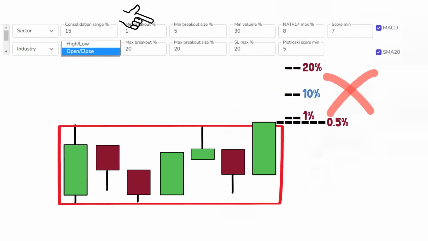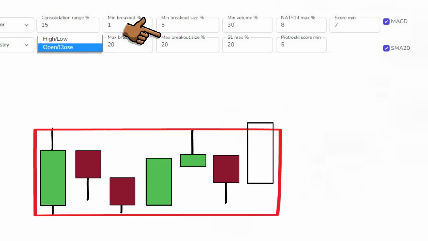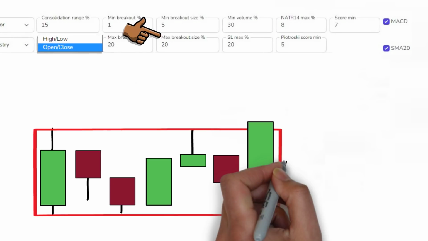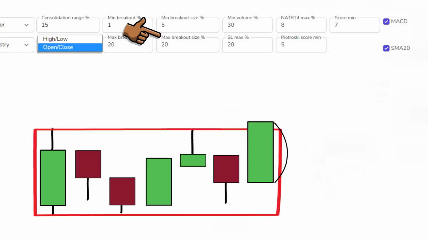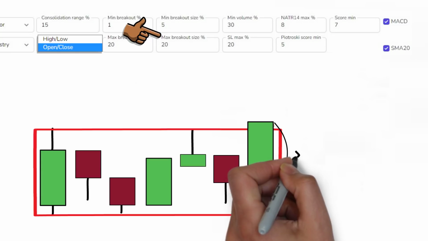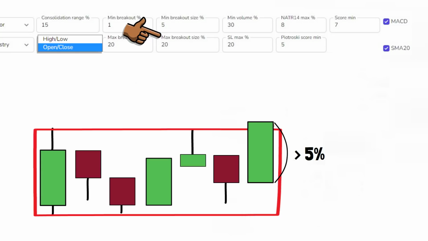Next up, we have minimum and maximum breakout size. This filter is looking for the size of the breakout candle, from the open price to the closing price. In most cases, I'm looking for a minimum 5% breakout size, thereby providing conviction during the week of its breakout. Next, we have minimum volume, again a sign of conviction, and I like to see volume a minimum of 30% more than the previous week.